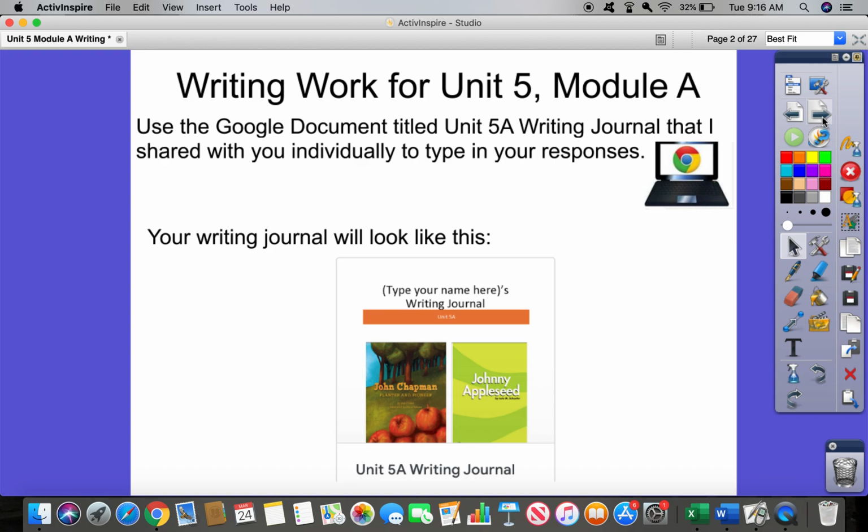So for our writing work for Unit 5 Module A, you're going to use the Google document that's titled Unit 5A Writing Journal that I shared with you individually to type in your responses. So your writing journal will look like this on Google Docs. I went ahead and typed each one of your names in here and shared it with you. Please let me know if you do not know how to get to this writing journal or how to access it, and I can either email your parents or we can set up a video conference, and I'm more than happy to help you.